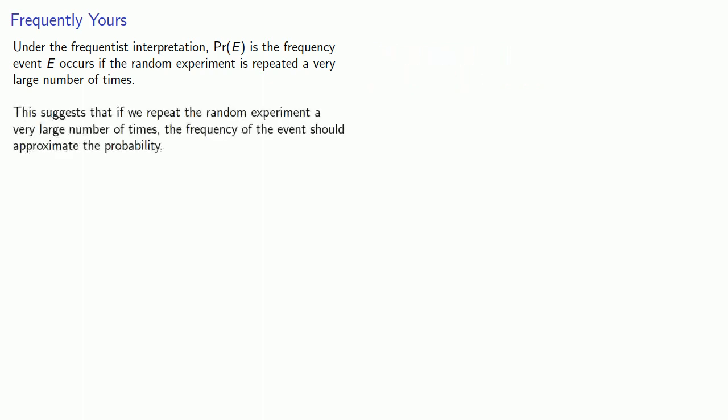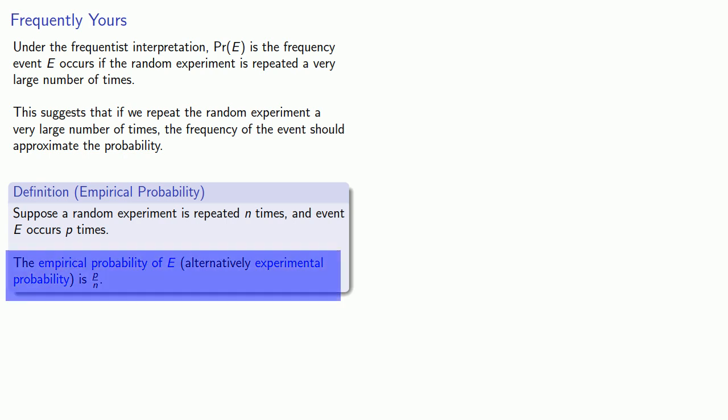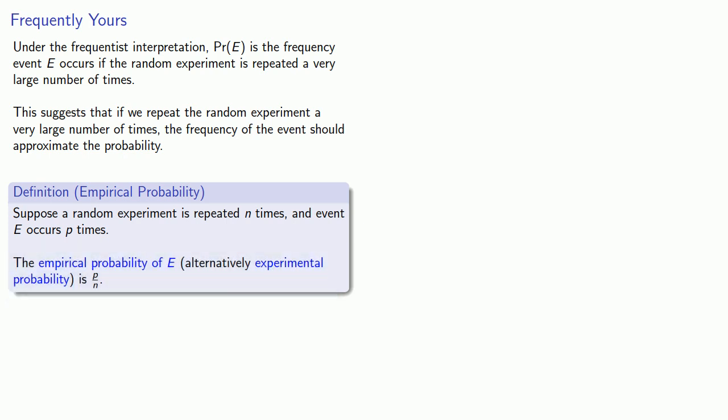Under the frequentist interpretation, the probability of an event, which we'll write as P(E), is the frequency the event E occurs if the random experiment is repeated a very large number of times. This suggests that if we repeat the random experiment a very large number of times, the frequency of the event should approximate the probability. This leads to the following definition for empirical probability. Suppose a random experiment is repeated n times, and event E occurs p times. The empirical probability of E, alternatively the experimental probability, is p over n.